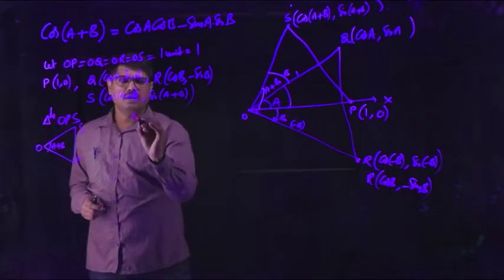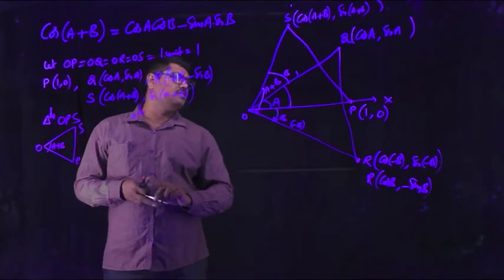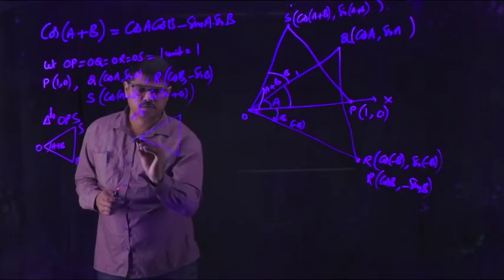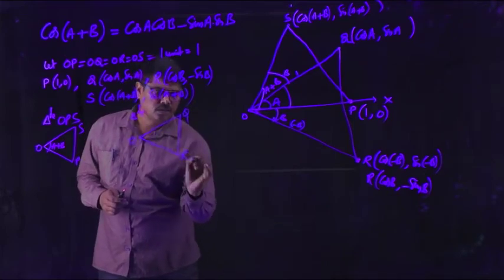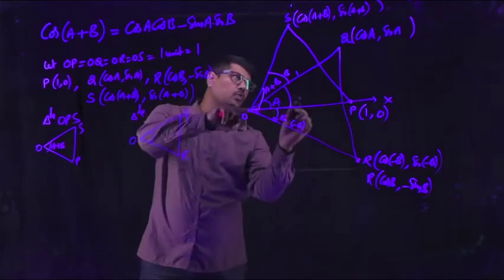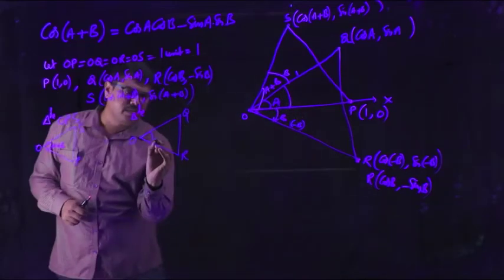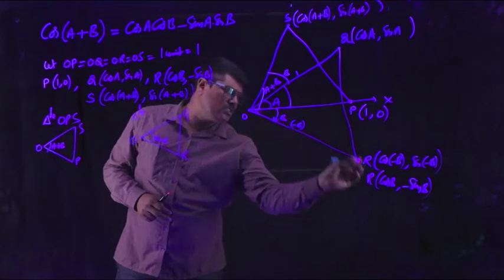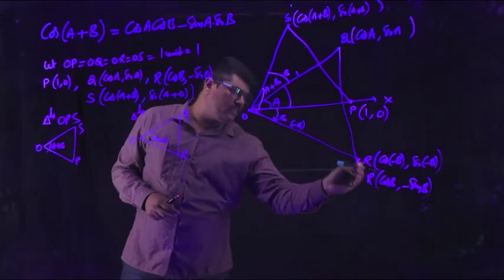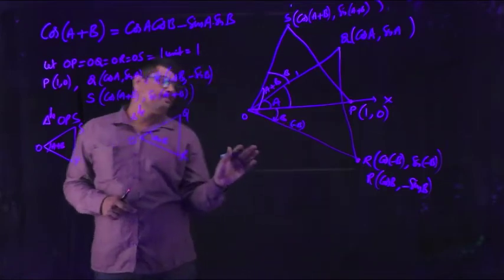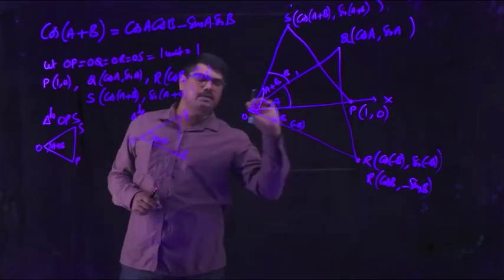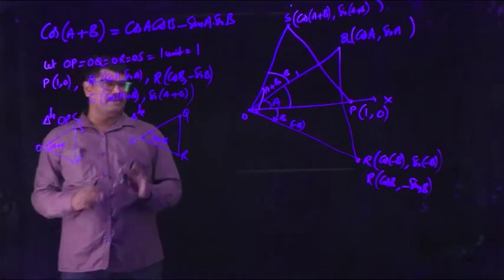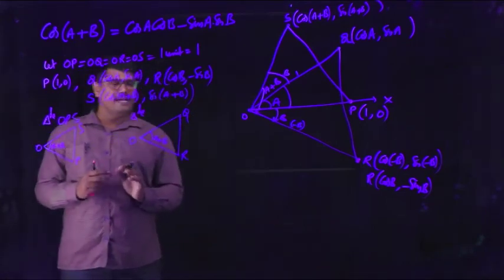And another triangle, that is OQR. Again, in triangle OQR, the magnitude of this angle will be A plus B. To write the coordinates of R, you have to consider the angle as minus B. From a magnitude point of view, that is B. So the angle QOR will be A plus B in magnitude.